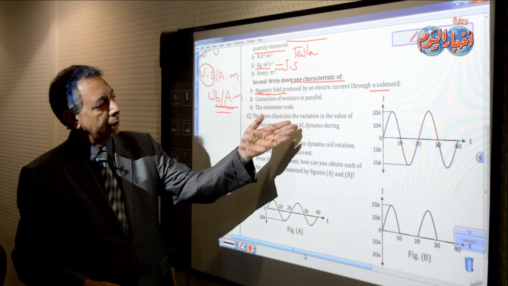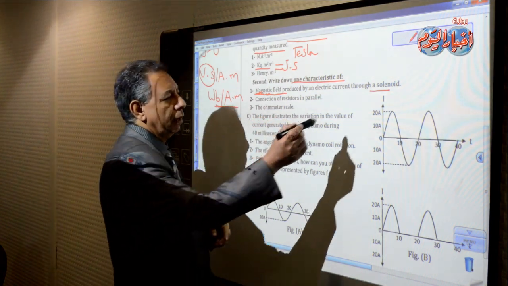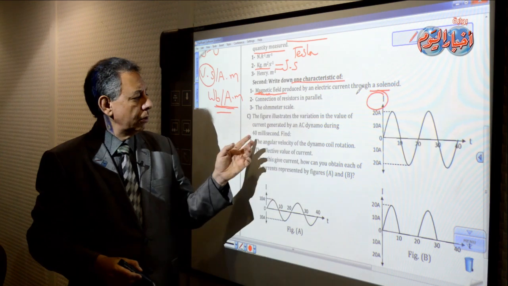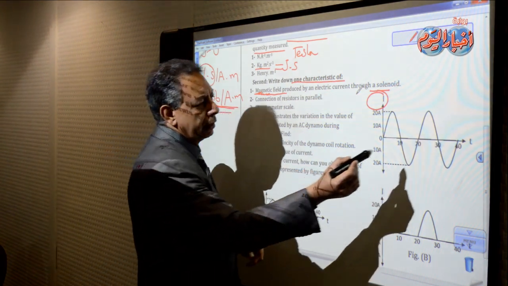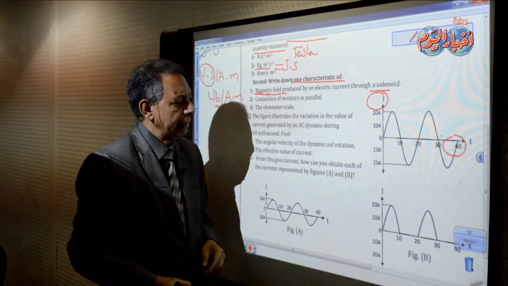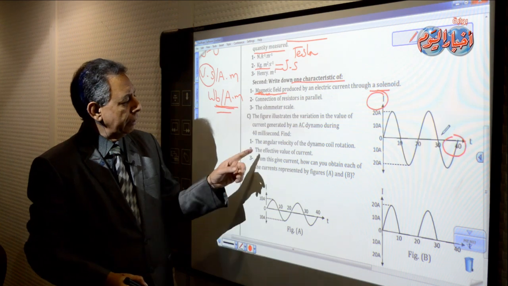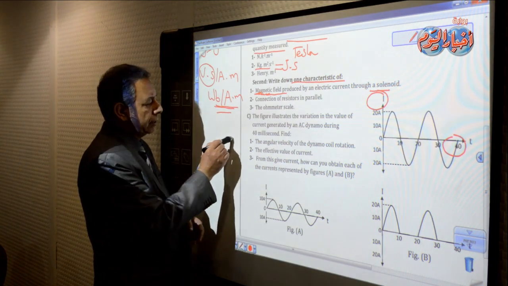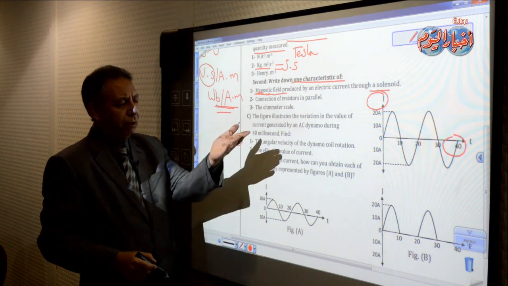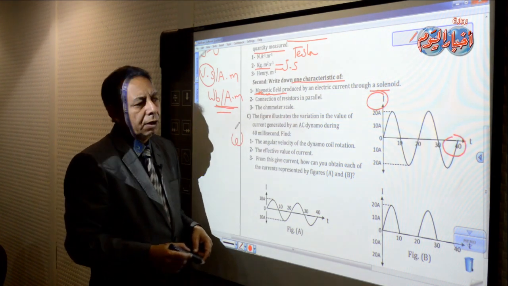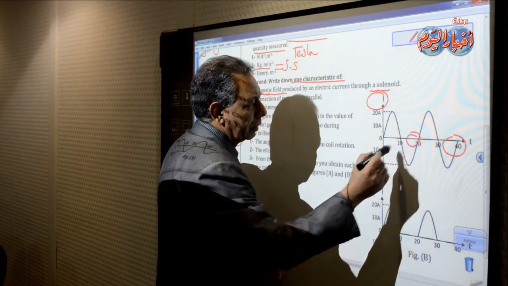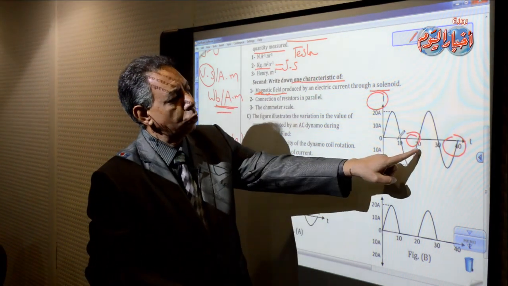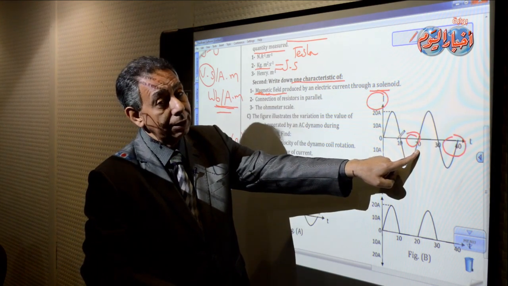The figure illustrates the variation in the value of current generated by an AC dynamo during 40 milliseconds. So here that value is 40 milliseconds. What is required is to find the angular velocity of the dynamo coil rotation. Angular velocity is omega, as you know. So how can we get omega from that graph? Of course, this point is very important. That is the time of one cycle. That is the periodic time. So the periodic time is 20 milliseconds.